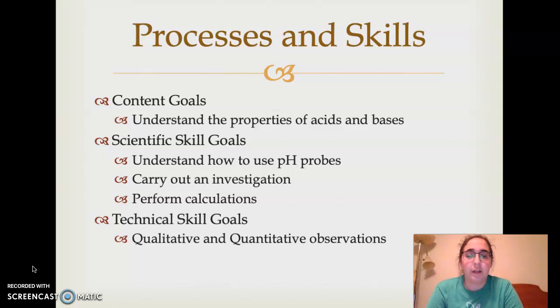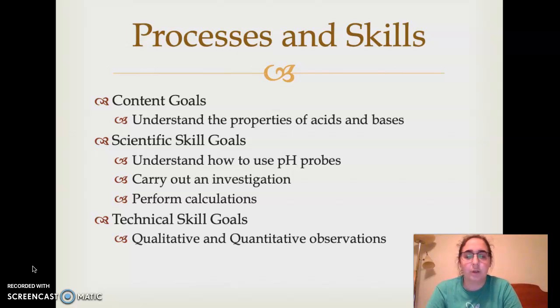They also need to know how to carry out investigations. So can they follow a procedure? Can they record the information accurately? And then the final one is using the information they gather to perform different calculations related to acids and bases.